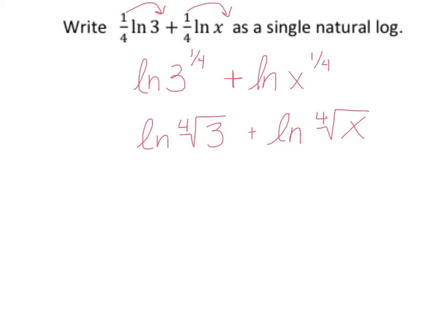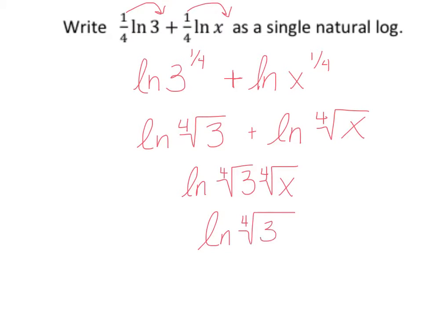Now, what do we do? Multiply them. Very good. Use product properties. So natural log of, well, we have fourth root of 3 and then fourth root of x. We can combine those and say natural log of fourth root of 3x. It's what you said. I just took another step.